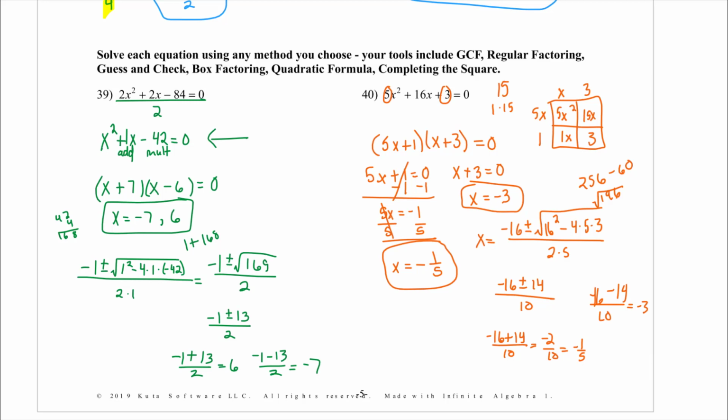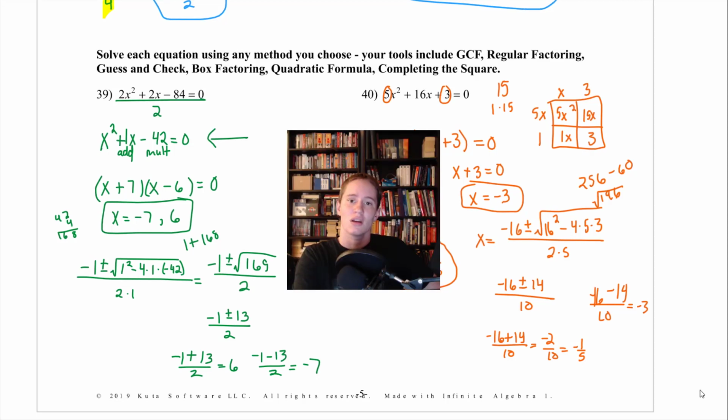So whichever way you choose to do it, whether you decide to try factoring or decide to do quadratic formula, you just gotta pay attention to the details there. That's the worst part of the quadratic formula by far. This has been a review of the second semester of Algebra 1.